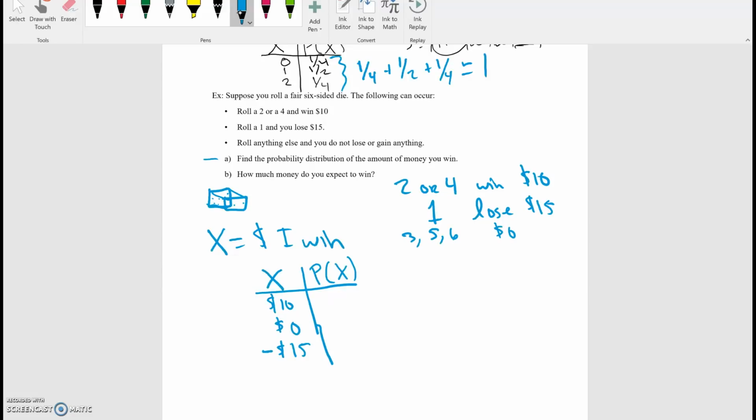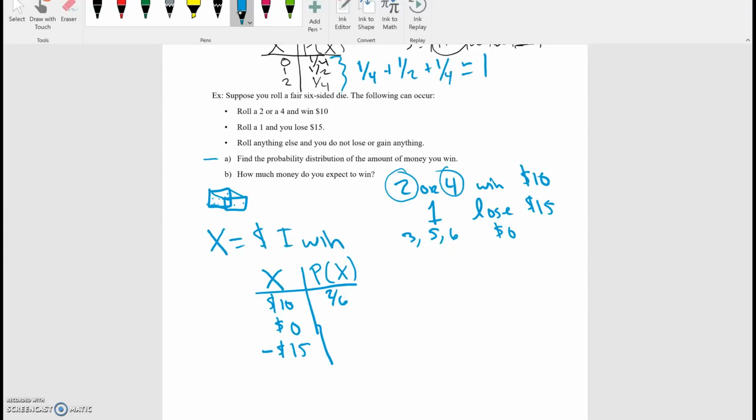So now what are the probabilities of each of these occurring? So the probability of me getting $10, well, I can get that by rolling a 2 or rolling a 4. So that's going to be 2 out of the possible 6.